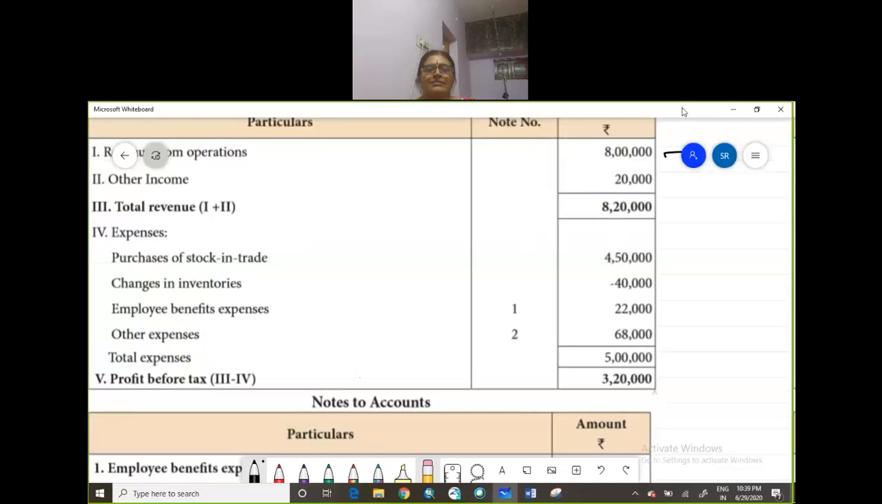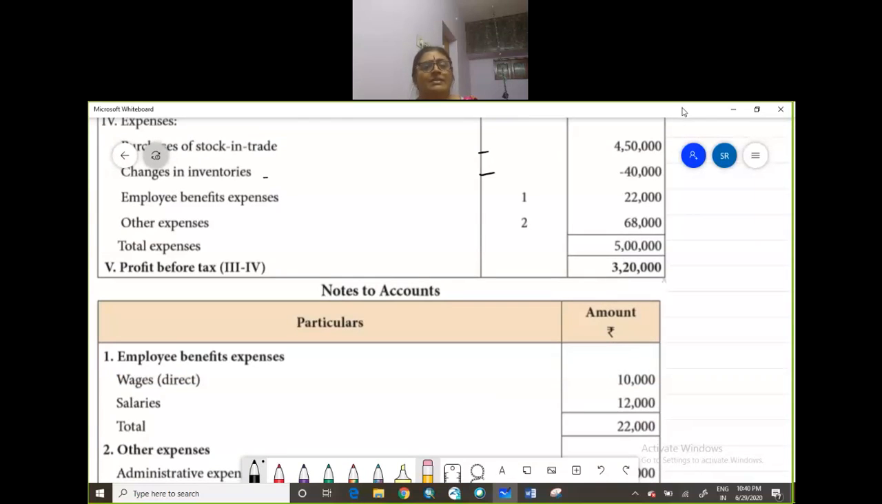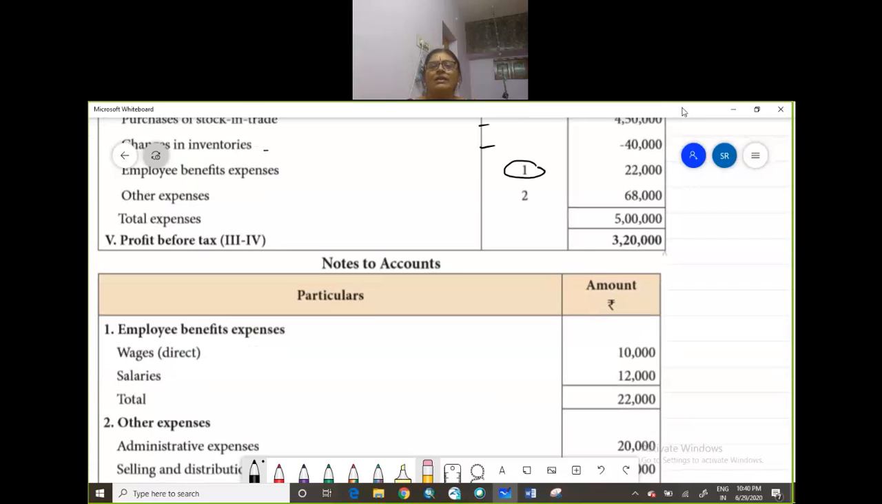They've given you expenses where you have your purchase, then sale, change in inventories. This is your opening and my opening stock minus your closing stock, which is change in inventories. Then employee benefits. Employee benefits will be your salary. Okay. It can be salary, it can be wages, and they've given you other expenses. Now, details of this they are mentioned in the working notes. See a detail of one. What are the employee benefits?